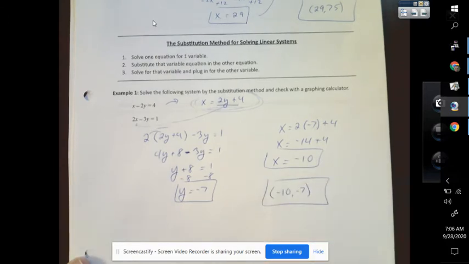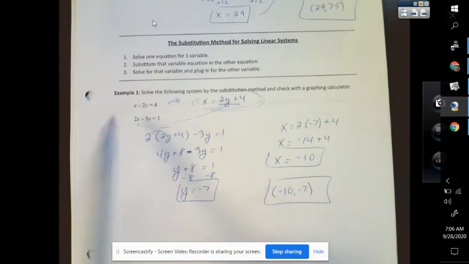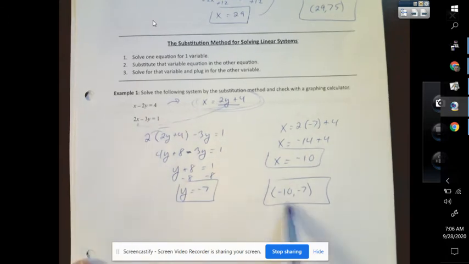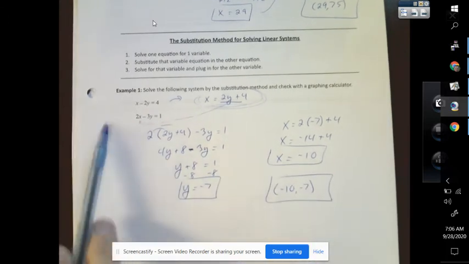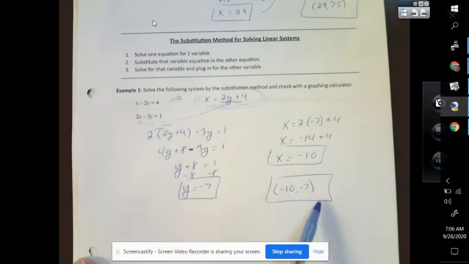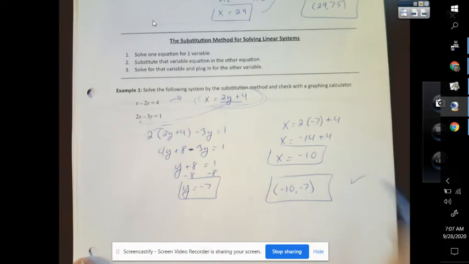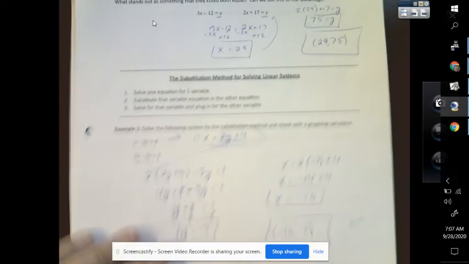Good stuff. When it says check with the graphing calculator, you may graph this if you'd like, but then I have to go back and get everything equal to y. So here's my answer. Let's just plug this in. Negative 10 minus 2 times negative 7, which is positive 14. Positive 14 minus 10 is 4. Good stuff. 2 times negative 10 is negative 20. Negative 3 times negative 7 is positive 21. 21 minus 20 is 1. We're good. You just did a quick check. We're good to go. And by all means, use a calculator if need be.